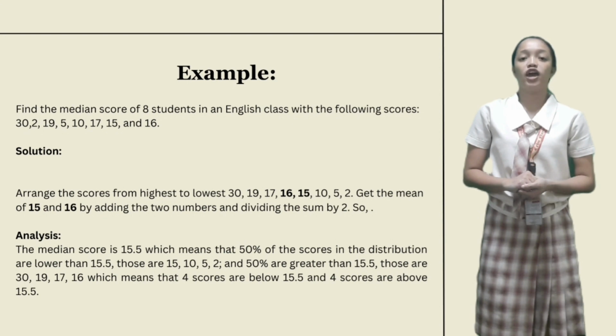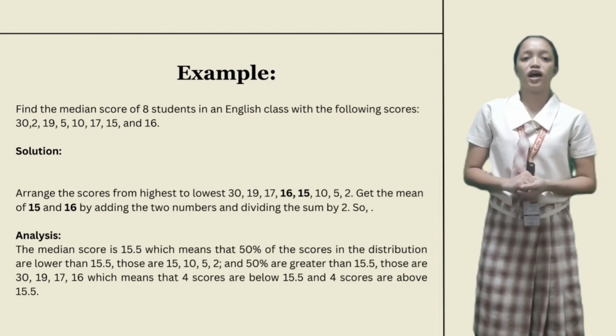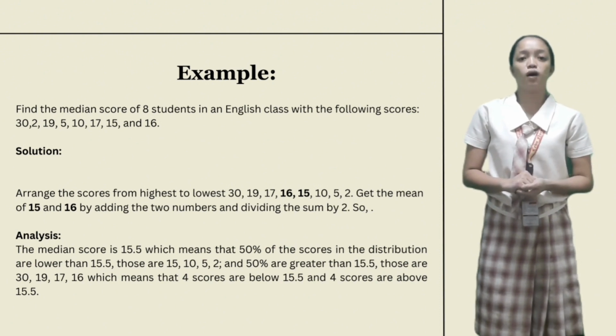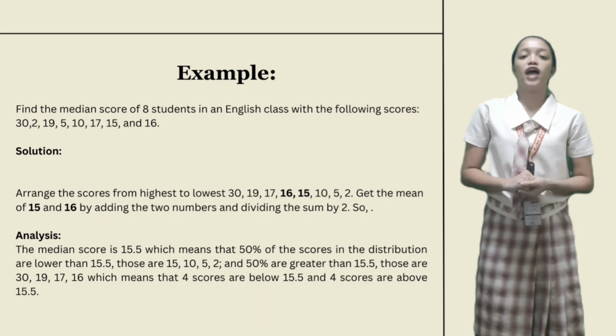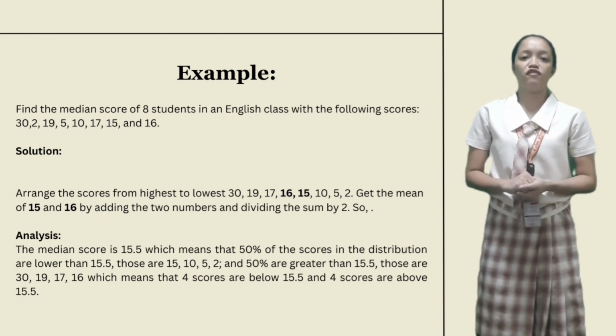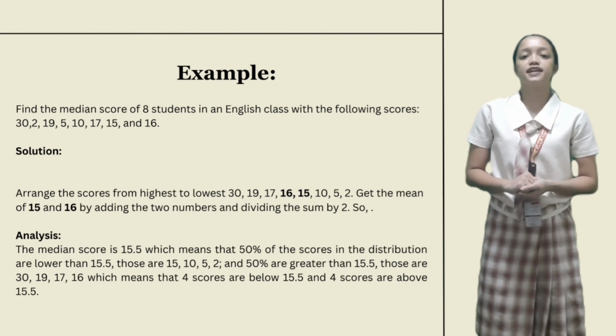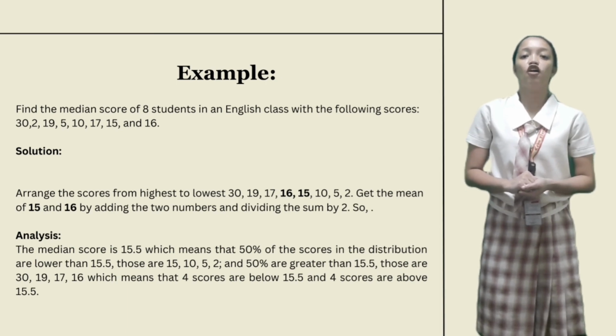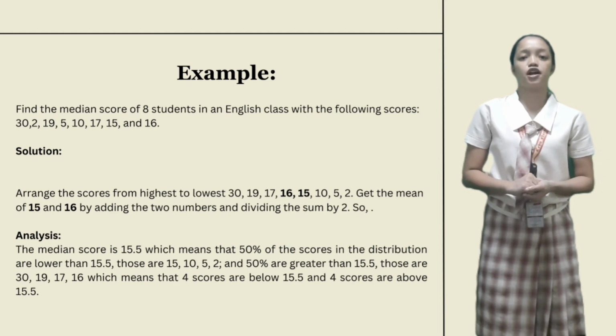Find the median score of 8 students in an English class with the following scores: 32, 19, 15, and so on. For the solution, again, we need to arrange the scores from highest to lowest. So we have 30 as the highest and 2 as the lowest. Then get the mean of 15 and 16 by adding the two numbers and dividing the sum by 2. The analysis is that the median score is 15.5, which means that 50% of the scores in the distribution are below 15.5, those are 15, 10, 5, 2, and 50% are greater than 15.5, and those are 30, 17, 16, which means that 4 scores are below 15.5 and 4 scores are above 15.5.